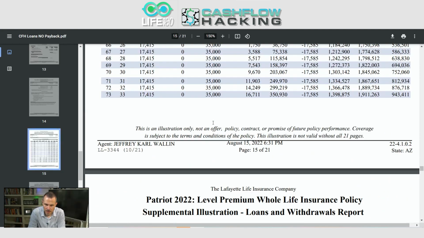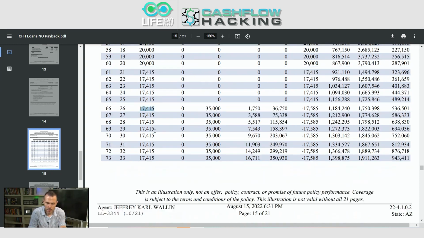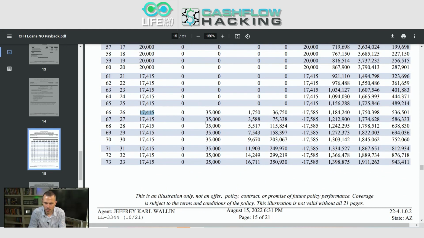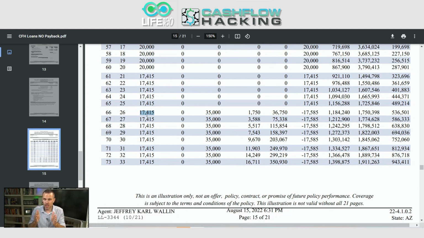Now, full transparency, in this policy, what we show here is you're taking 35,000 out, but you're also still making this $17,415 premium payment up until age 75. Now, I know a lot of people are like, well, why am I going to borrow against it and take $35,000 in income and still pay the premium payment? The answer is you probably don't want to, and I'm going to address that. That's one of the reasons I have 3 different illustrations, just to show the growth cycle of this so you understand what your options are.